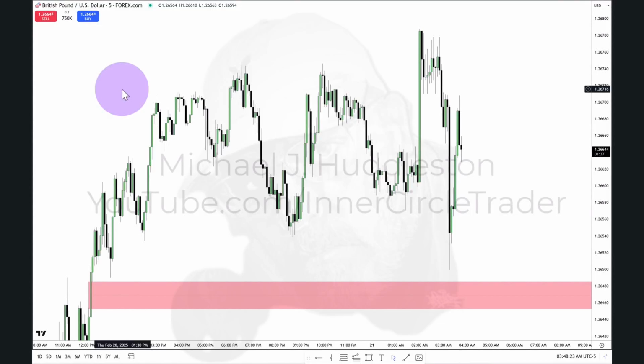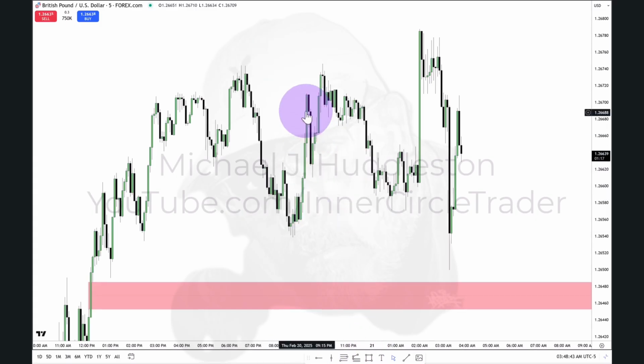So, looking at the pound dollar here, it's a 5 minute chart. I just popped on just to see what was available. And it looks like we had a Judas swing here, taking out the buy side here. So let's annotate it. Everything above.